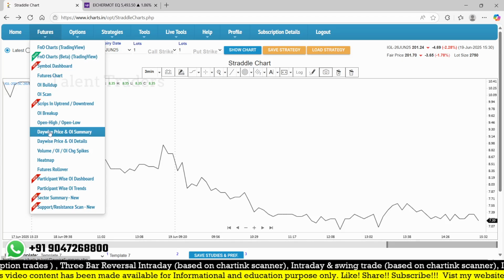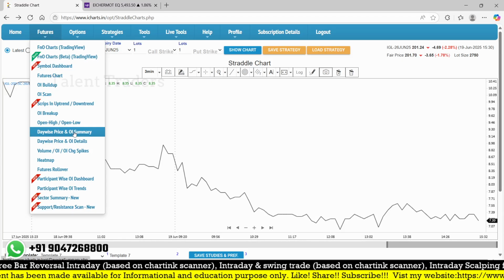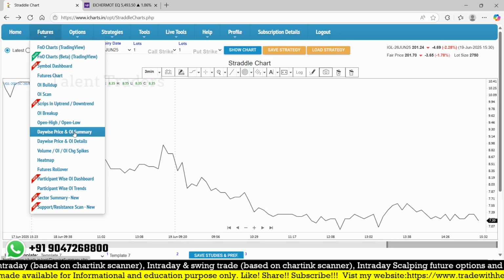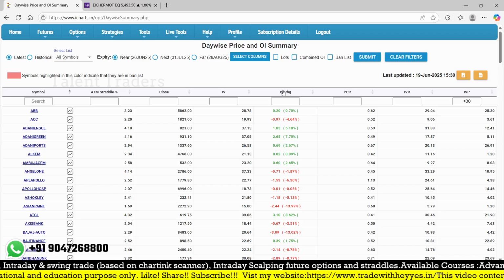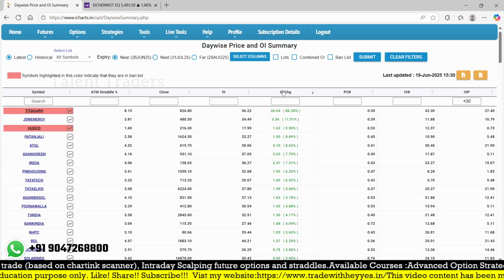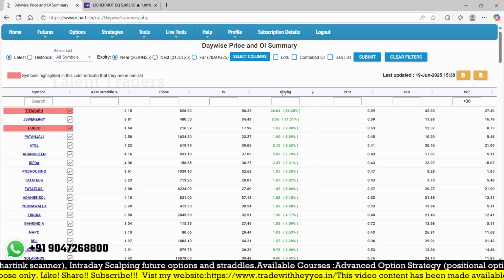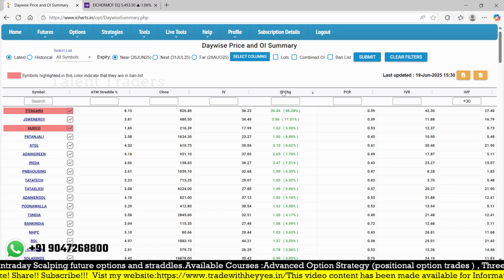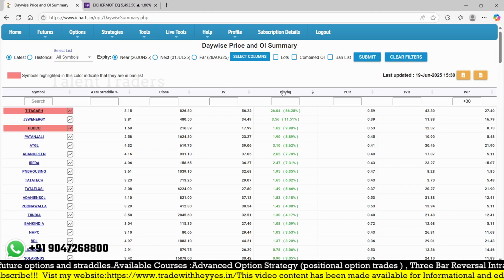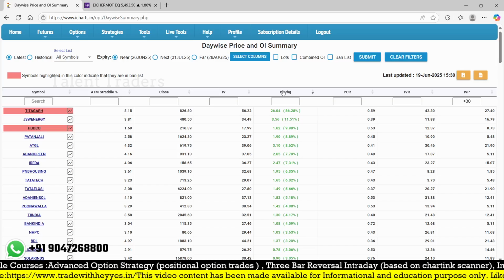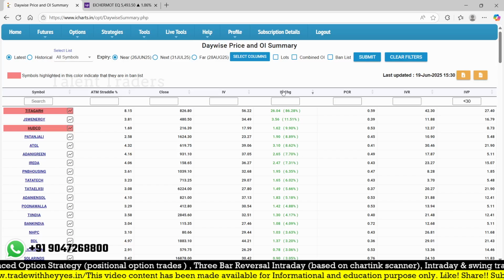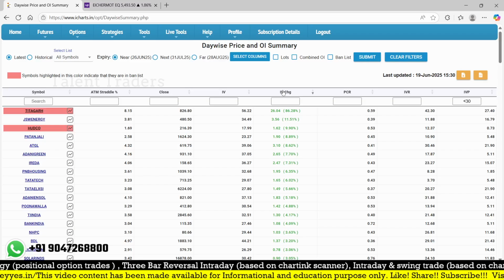And the day price OA summary from the futures category. Here you can easily find the IVR, IVP and IV change. For example, today Tata Graph is showing a huge IV change in today's scenario. It is having a huge change in volatility, so maybe tomorrow the stock can be volatile, and JS Energy as well. See, these are all the stocks.